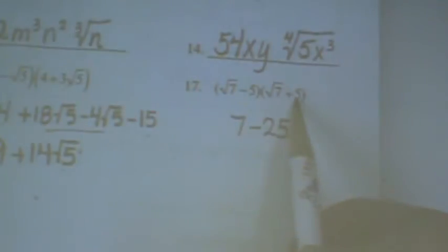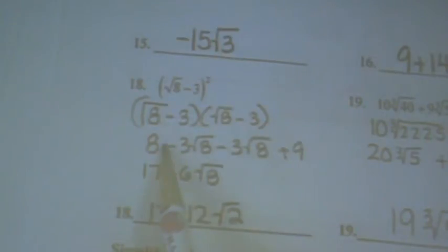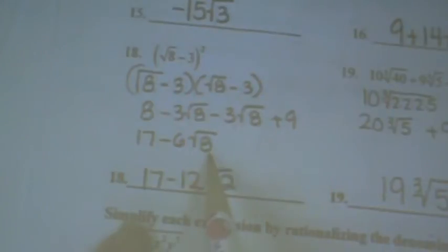This one is the difference of 2 perfect squares. All you have to do is multiply the first 2, you get 7, and minus 25, you get negative 18. You're gonna square this. Square root of 8 times square root of 8 is 8. Multiply these two, you get minus 3 root 8 minus 3 root 8 is minus 6 root 8. And then negative 3 times negative 3 is 9. Add those two, you get 17. These you get negative 6 root 8, but you should simplify this. You got 2 2's in here you can take out. So that's your final answer.